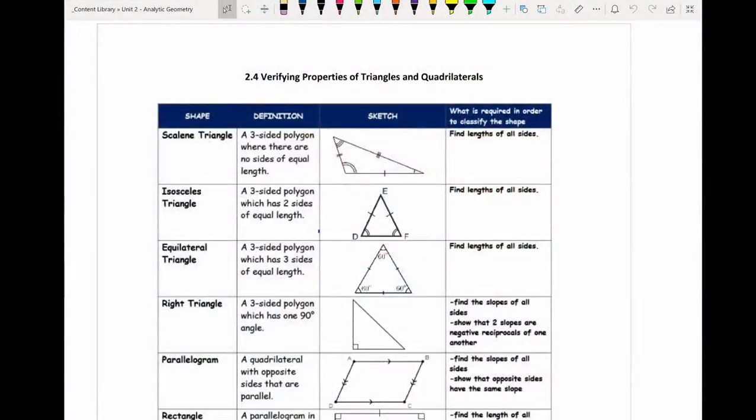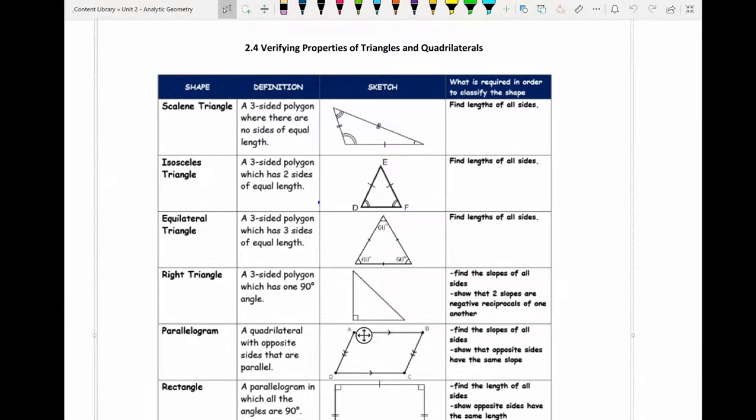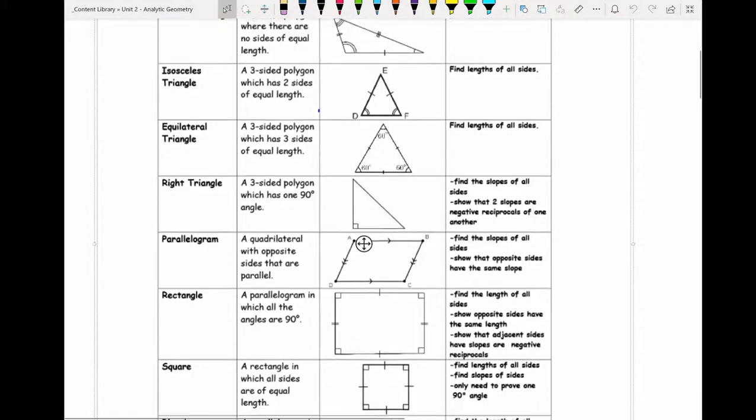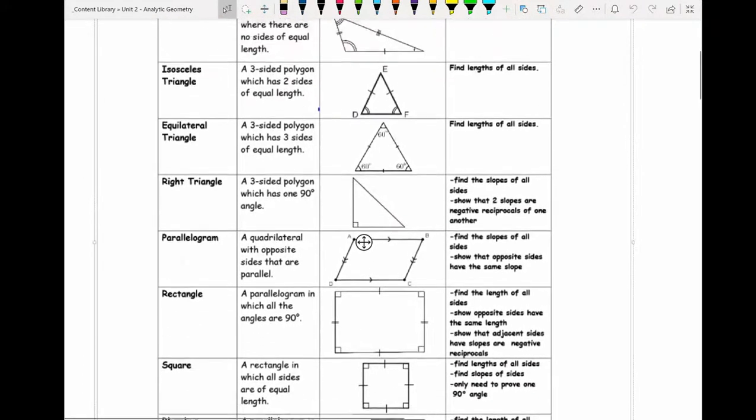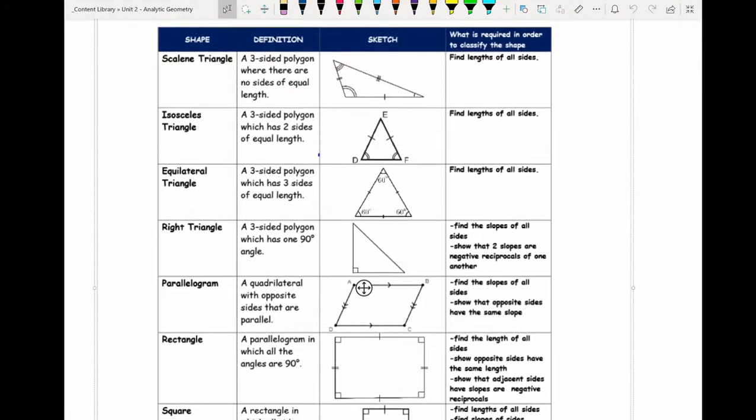In today's note, we are going to take what we've learned so far in this unit and apply it to verifying properties of triangles and quadrilaterals. So basically in this table here, we have different quadrilaterals and different triangles, and we have the definition, a sketch, and what is required in order to classify the shape. If you're given the actual shape, it might be easier to tell.